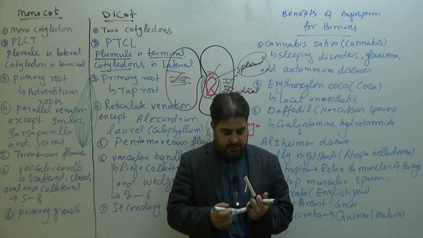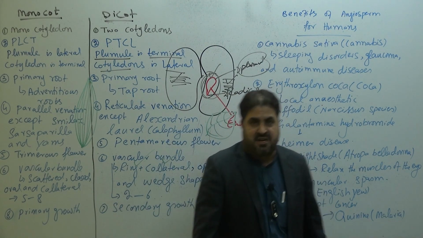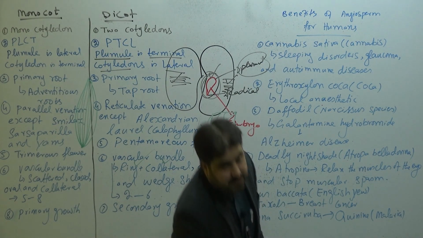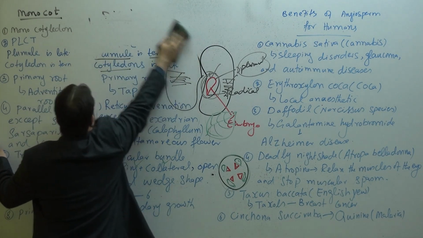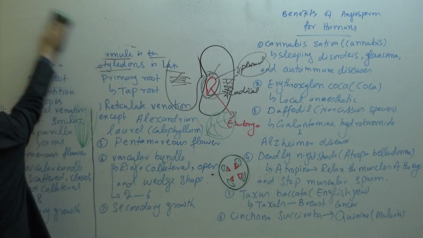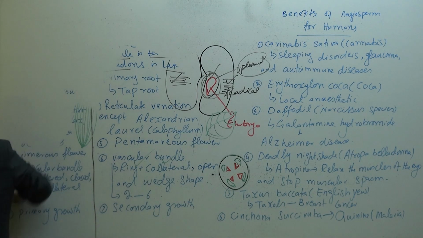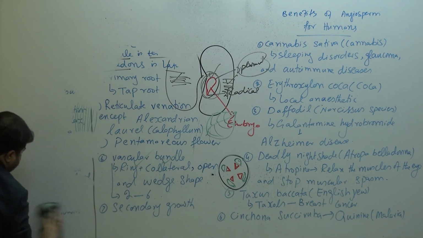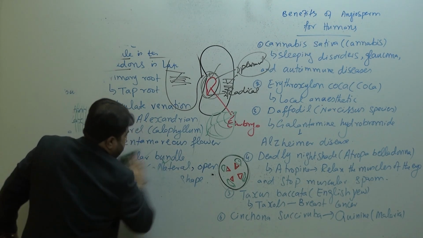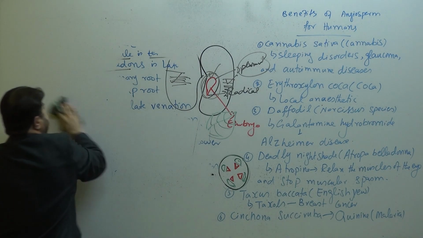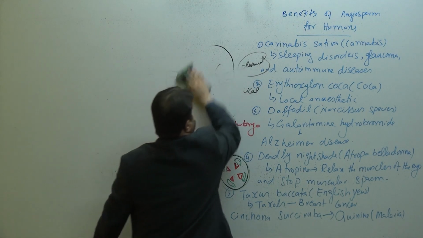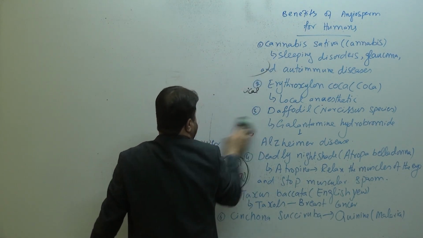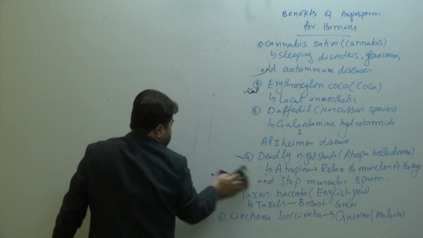What is secondary growth? After the completion of primary growth, the dicot plant has another tissue called meristematic tissue. This meristematic tissue starts to divide. Due to their division, growth may occur after the completion of primary growth.